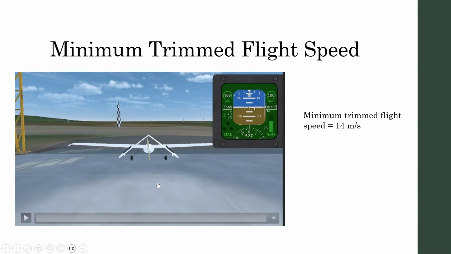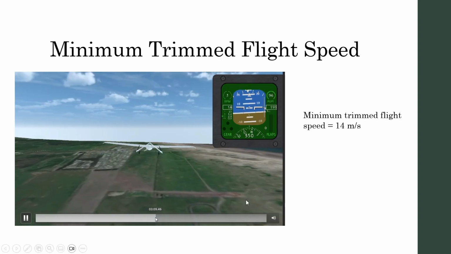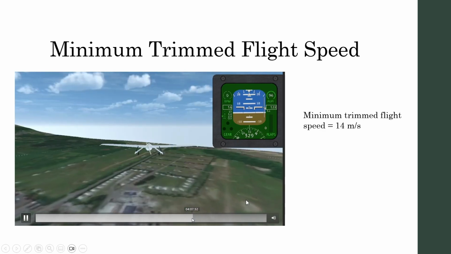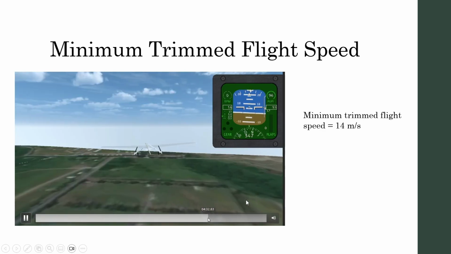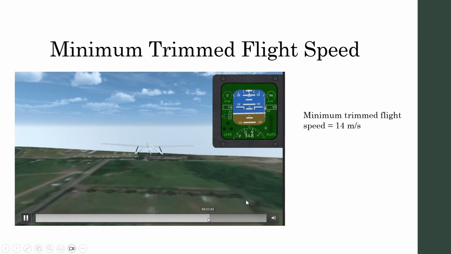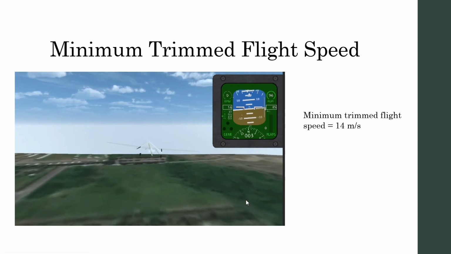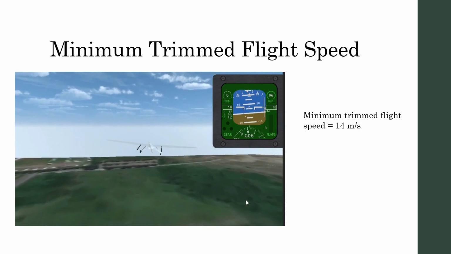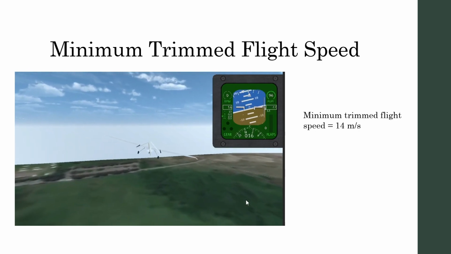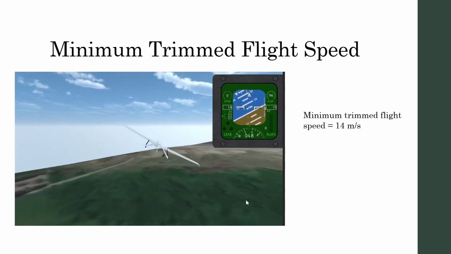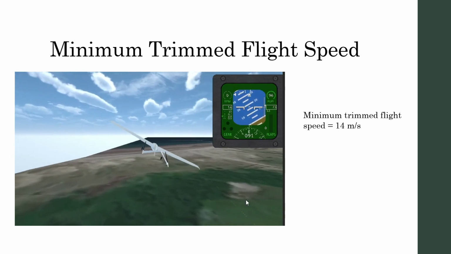The minimum trim flight speed allows us to understand how slow the aircraft can go before it cannot fly anymore. And for the Albatross, this was at 14 meters per second. So when flying the aircraft, it's useful to tell the pilot that it's around 18 meters per second, as this provides a safety factor and avoids any catastrophic failures for the aircraft.